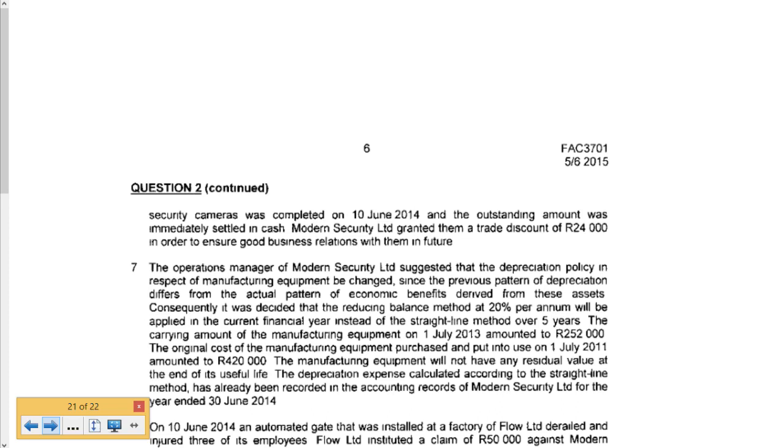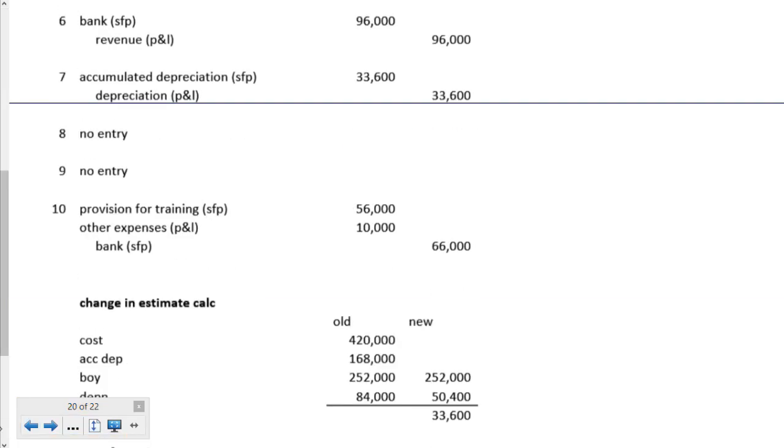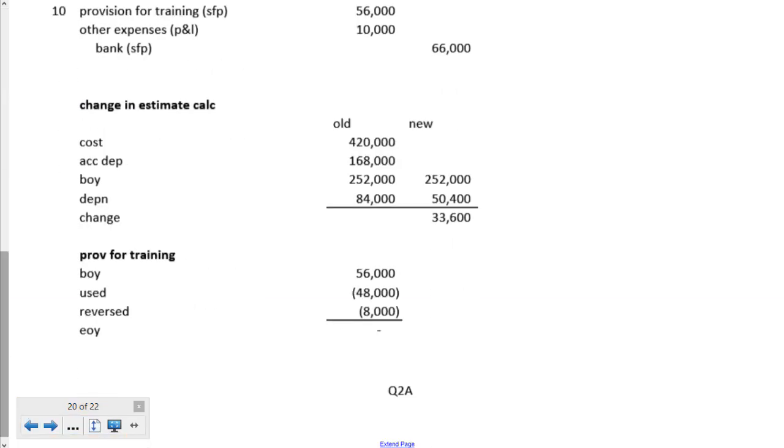Then, sorry, we're going forward. Number 7 was a change in depreciation method, isn't it? They decided to change the depreciation method from reducing balance to straight line. The carrying amount at beginning of year was 252. The original cost had been 420, and we're going to change depreciation methods. Here's my calc at the bottom. So change in estimate, old, new is the way we do the calc.